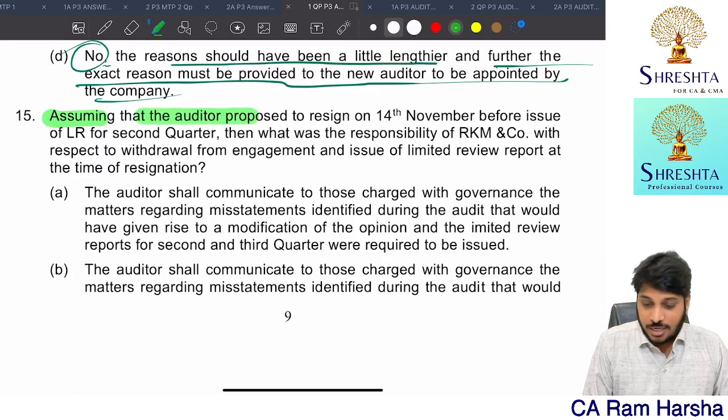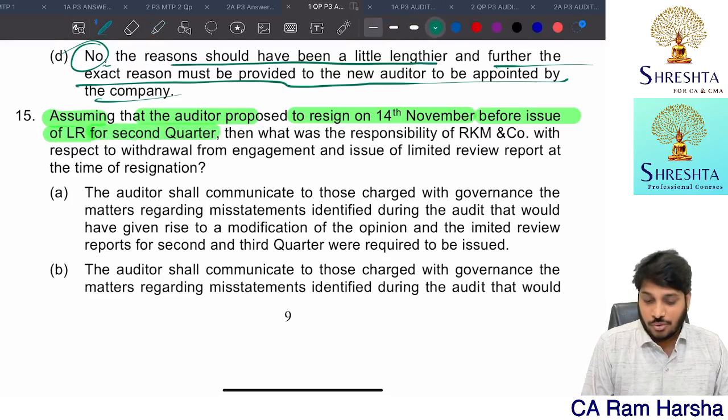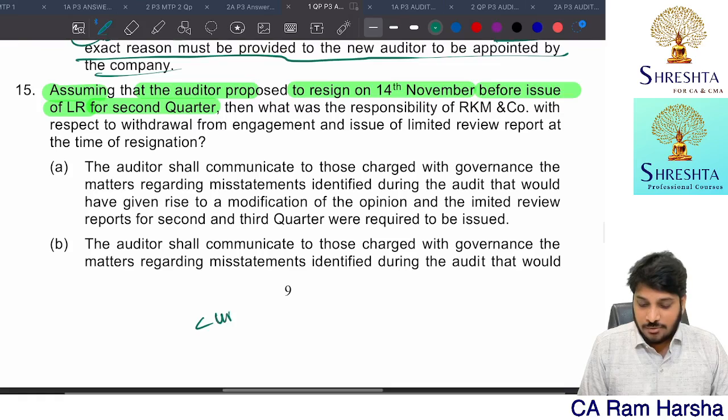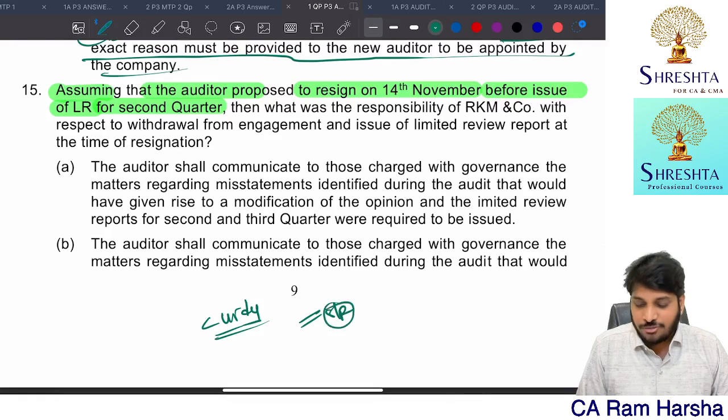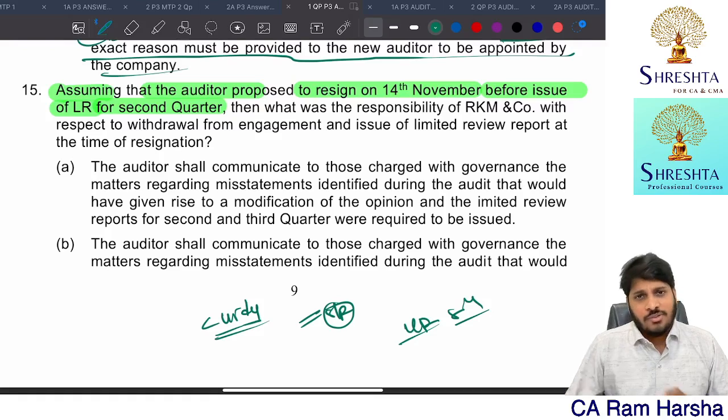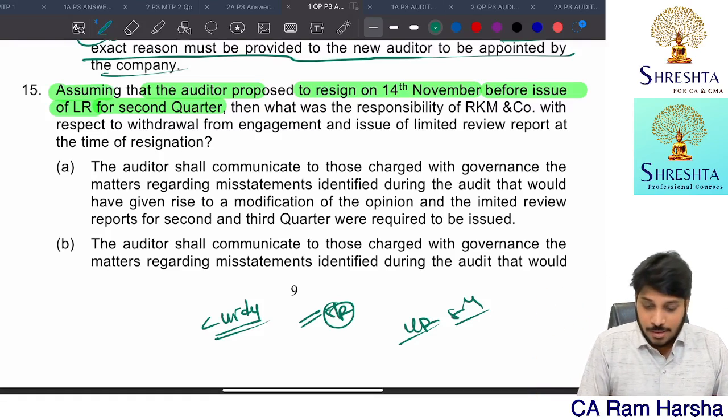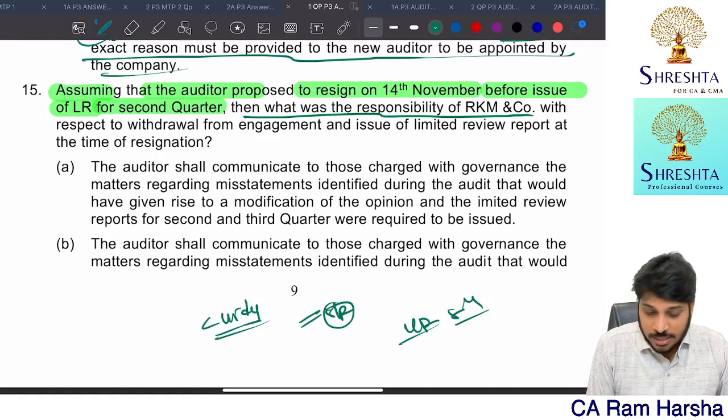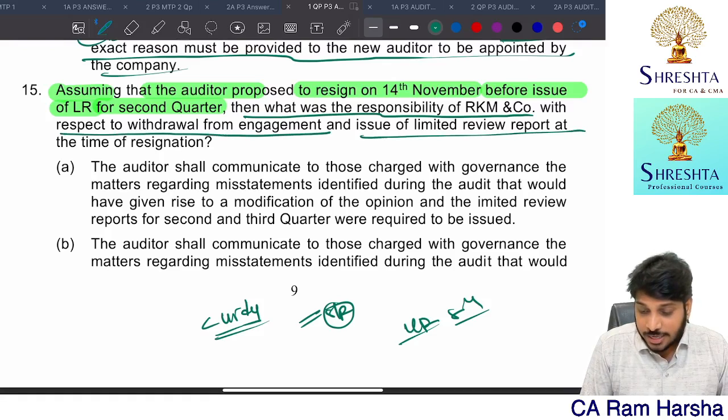Assuming that the auditor proposes to resign on 14th November before the issue of limited review for the second quarter. 14th November means within 45 days from the end of the quarter, if you want to resign, just give the review report for that quarter. Next quarter is not required. So the limited review report for the second quarter, if you give, you can resign. That's enough. Then what was the responsibility with respect to withdrawal from the engagement and issue of limited review report?